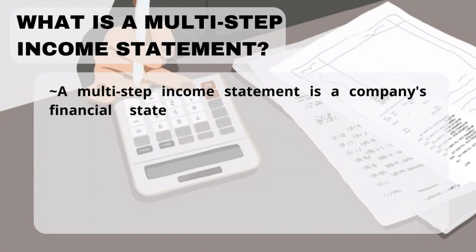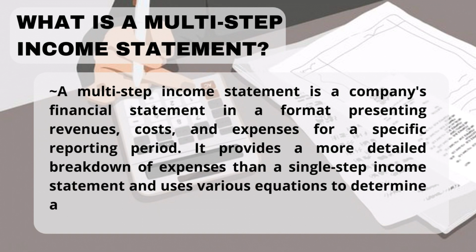Now, we are going to talk about the other type of income statement, which is the multi-step income statement. So, what is a multi-step income statement? A multi-step income statement is a company's financial statement in a format presenting revenues, costs, and expenses for a specific reporting period. It provides a more detailed breakdown of expenses than a single-step income statement and uses various equations to determine a business's net income.